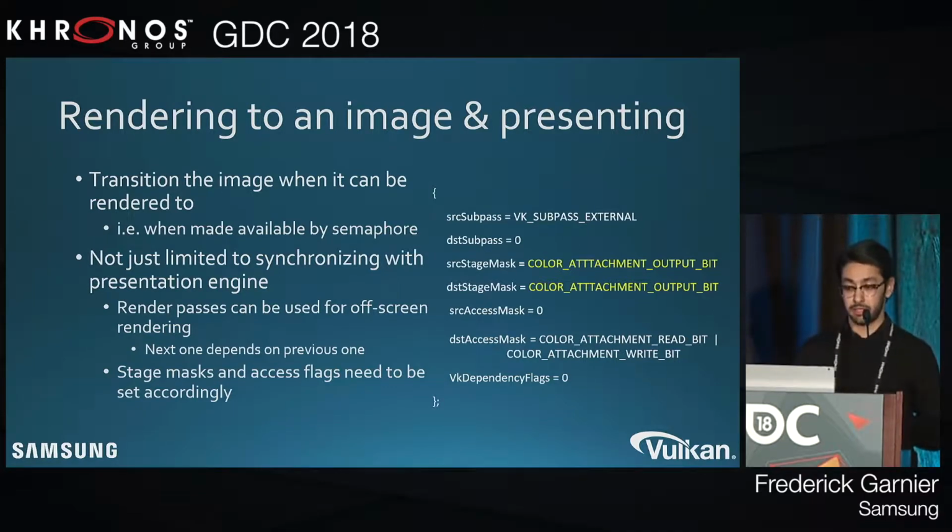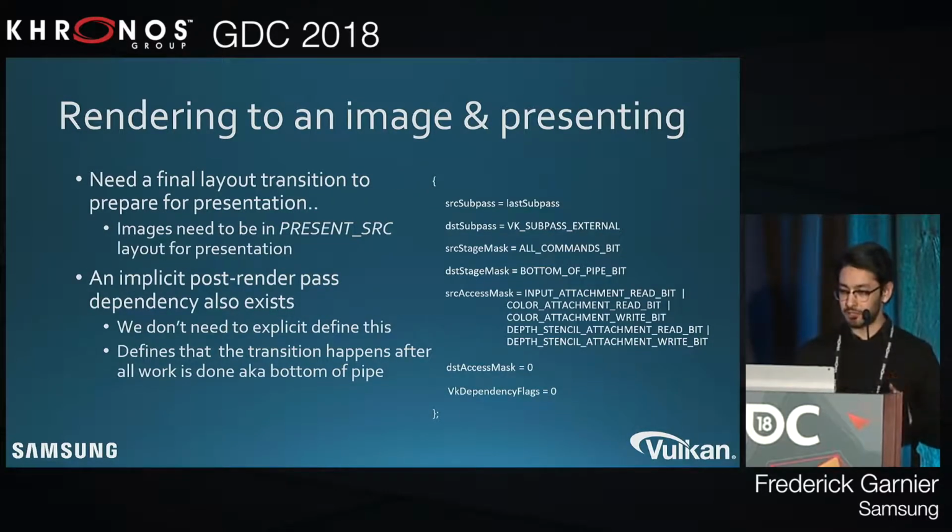So source access mask, I set it to 0 since we're doing a write after read dependency. Destination access mask is set to read and write bits. I added that since it's pretty common, but the read bit generally isn't needed, except if you're doing blending, so you're reading from the attachment as well. In this example, the write bit makes sense.